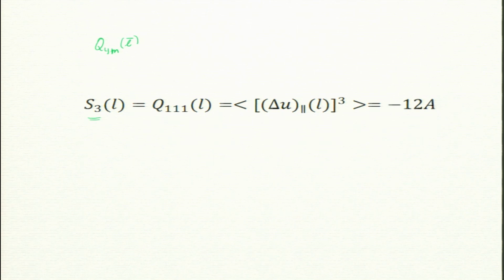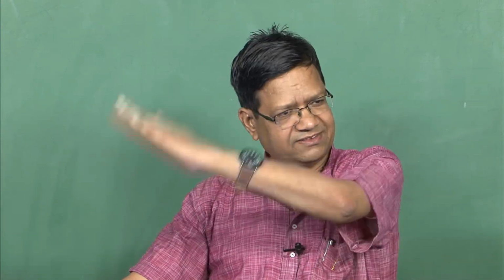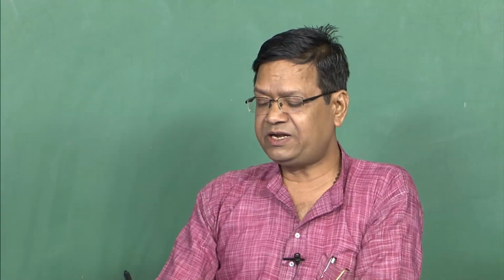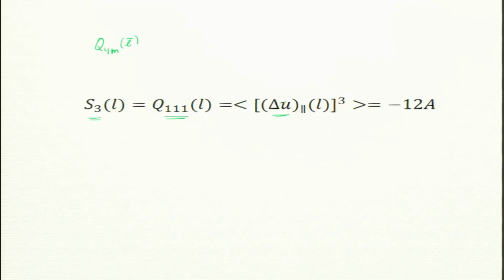Sorry, I must say this is a new function I am defining, S3, which is i equal to j equal to m equal to 1. So 1 means along the L direction. I am choosing the same notation: the x axis is along L direction. So this will be delta u, I should really put a vector u, delta u component along the parallel direction. Is that fine? So I have these two positions, and the velocity component along that direction, the difference, cubed.